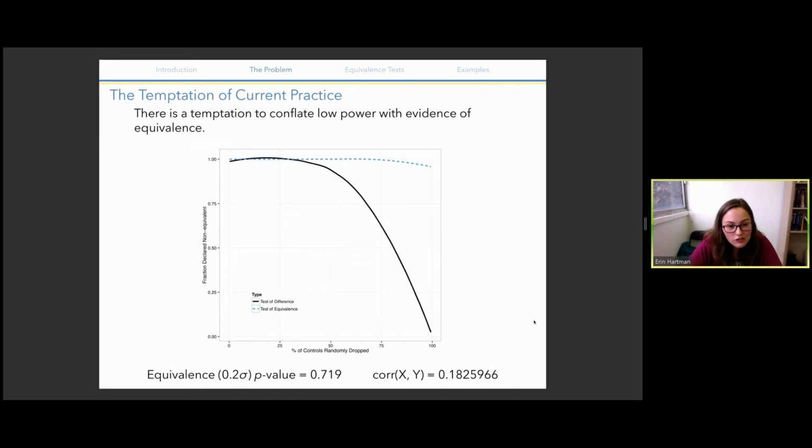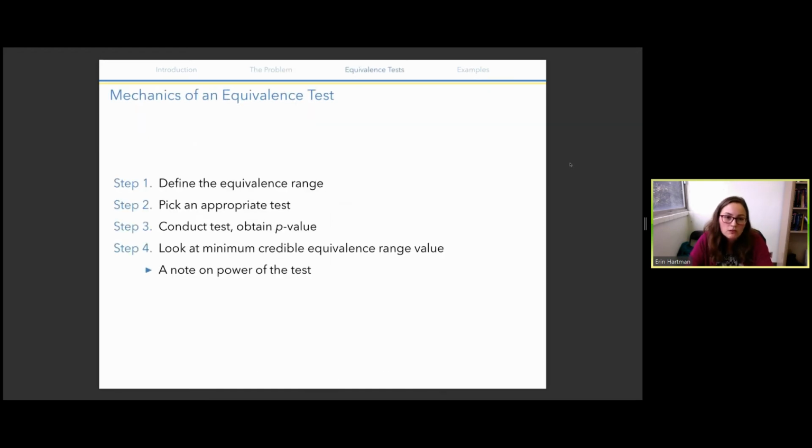That initially we would fail to reject our null of a difference with all of our data, right? So our p-value is very large. And dropping data is not helping our cause. Towards the end, we drop so much data that it looks the same, but it's still pretty rare. So this is how we would expect our test to behave. We don't want to come to a wrong conclusion or provide the wrong evidence based just on the power of our test. So I want to talk a little bit about how an equivalence test works.